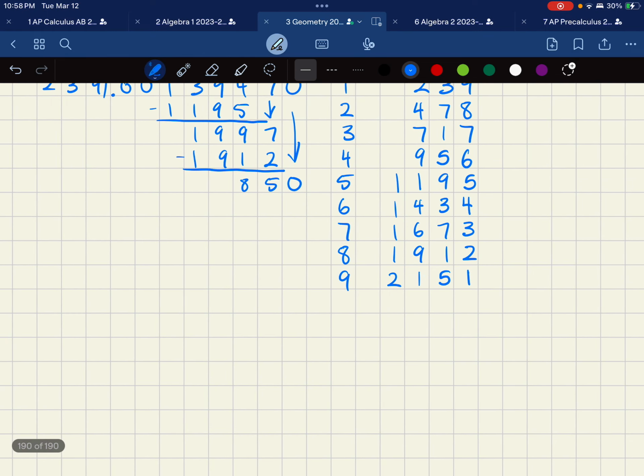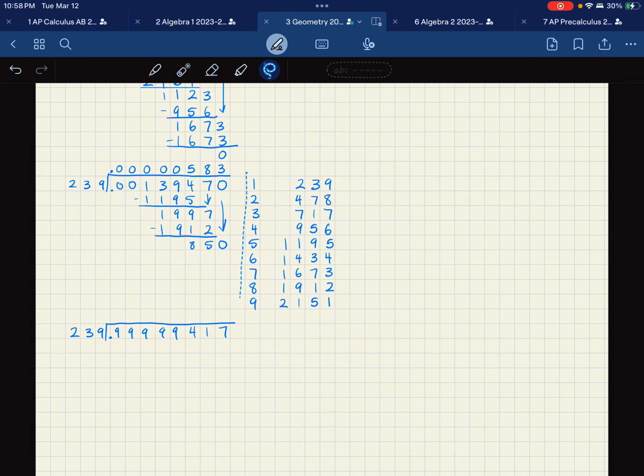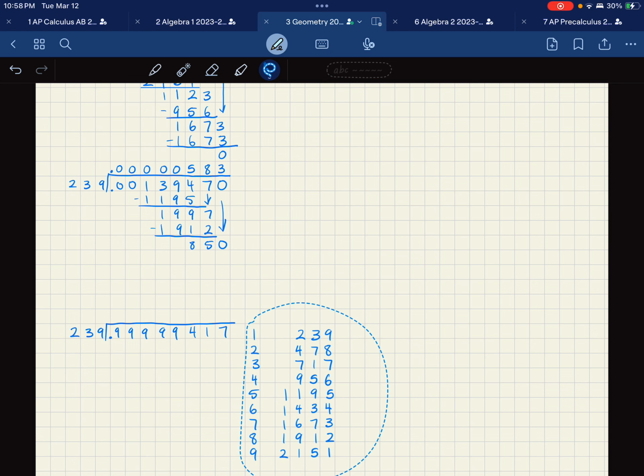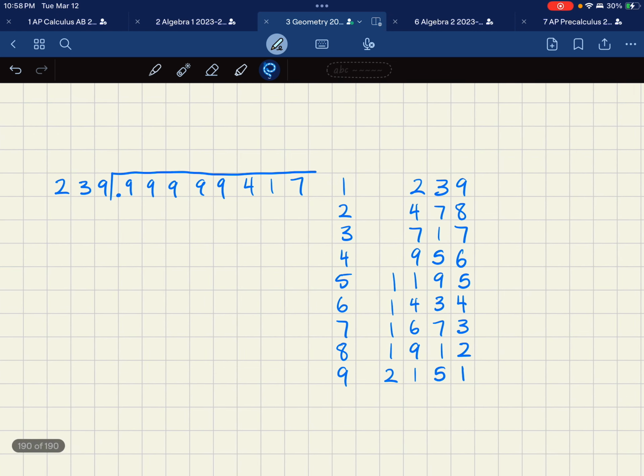I'll do it right here. 1, 2, 3, 4, 5, and then 4, 1, 7, and divide it by 239 again. All right, so I'm going to slide down our multiplication table. Right there. Nice. All right, so it does go into 999 because I can go into it 4 times.